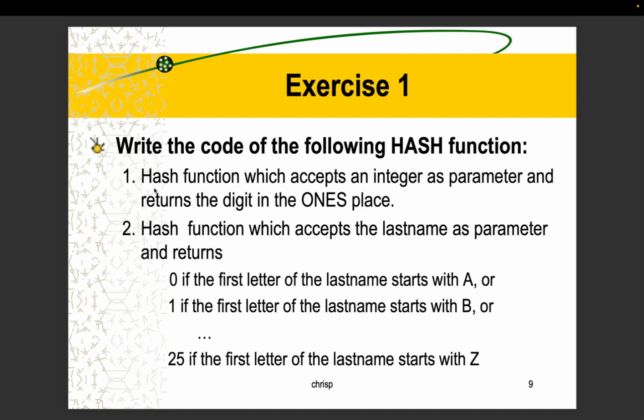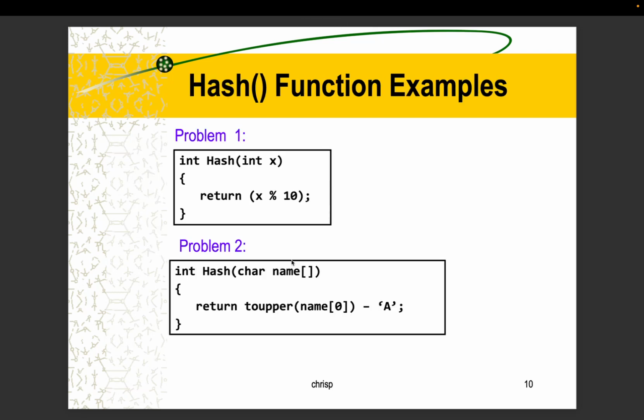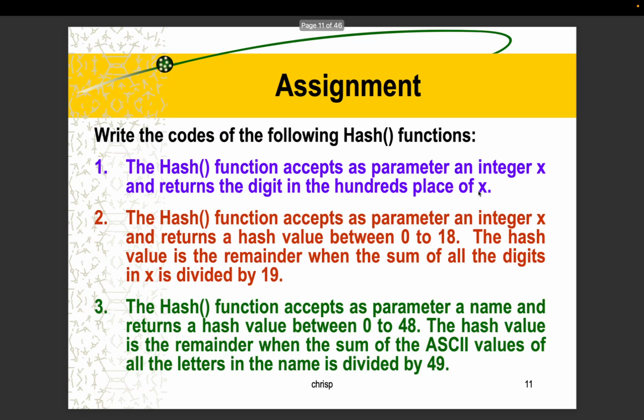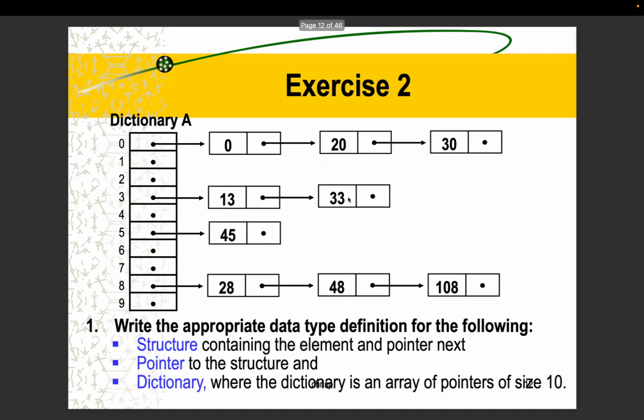We had a couple of exercises. We discussed how to accept an integer as a parameter and return the digit in the ones place. Or we had a hash that converts the first letter of the last name to an index. We also know how to do that, which was like this. And we had a quick activity wherein we discussed other kinds of hash functions.